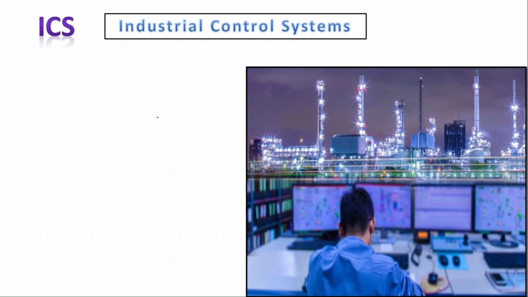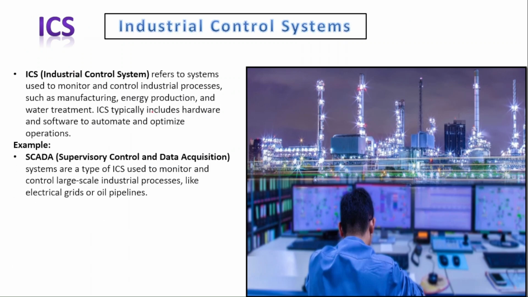ICS, that is Industrial Control Systems. ICS, Industrial Control System, refers to systems used to monitor and control industrial processes such as manufacturing, energy production, and water treatment. ICS typically includes hardware and software to automate and optimize operations. Example: SCADA, supervisory control and data acquisition systems, are a type of ICS used to monitor and control large-scale industrial processes like electrical grids or oil pipelines.